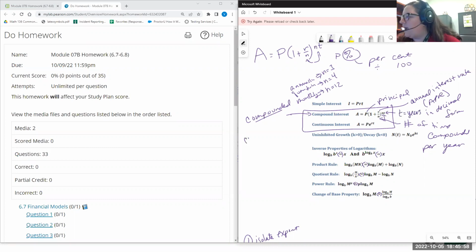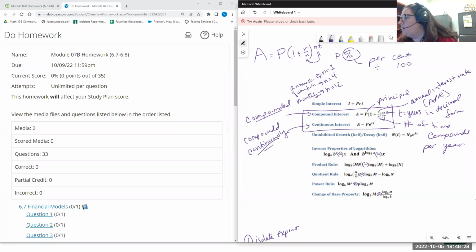Now, if you see compounded and it says continuously, then you're going to go to the continuous interest formula, and you even see that word continuous. So now the 1 plus R over N to the N part has been replaced with E to the R. The R is still the annual interest rate. T is still the number of years. P is still the principal.